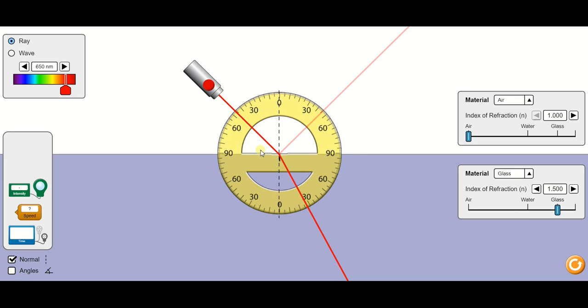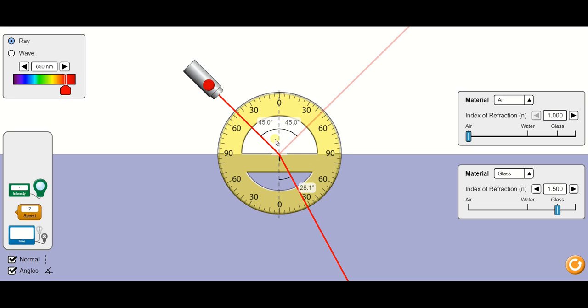So we know from the law of reflection that the angle of incidence is going to be equal to the angle of reflection. The incident ray is coming from the source. So this is the incident ray, and the one that is leaving is called the reflected ray. The angle between the incident ray and the normal is called the angle of incidence, whereas the angle between the normal and the reflected ray is called the angle of reflection.